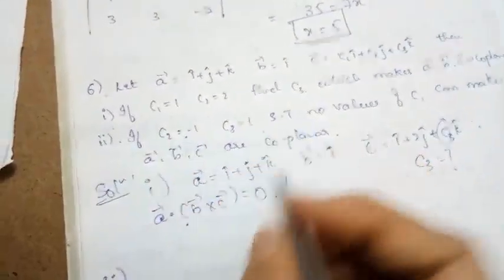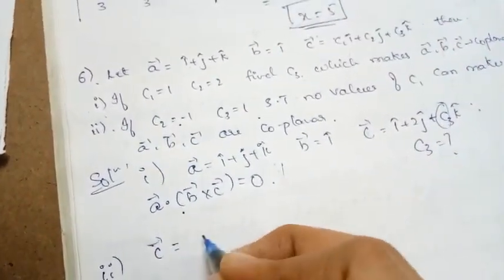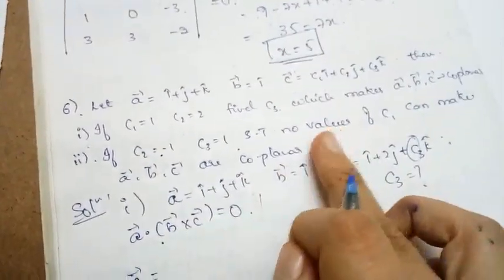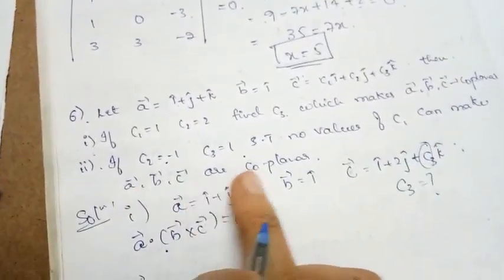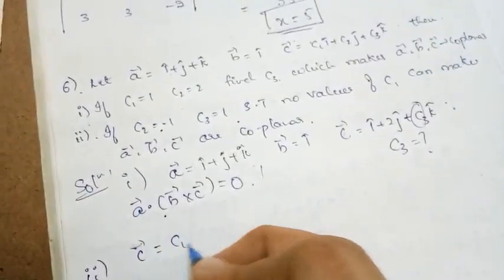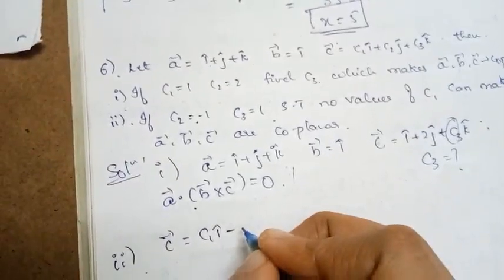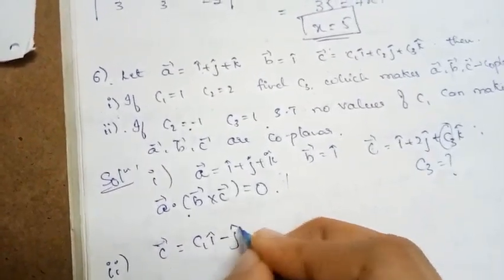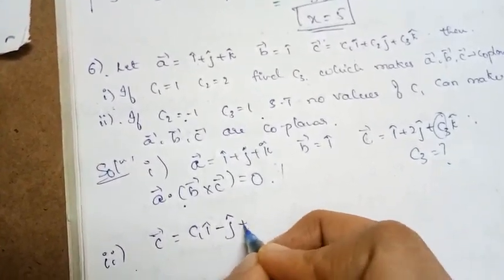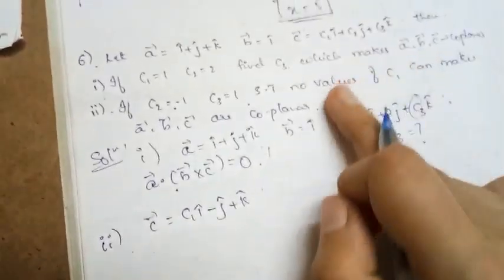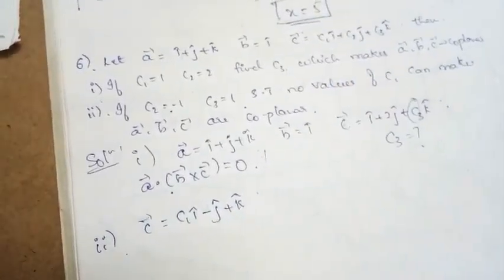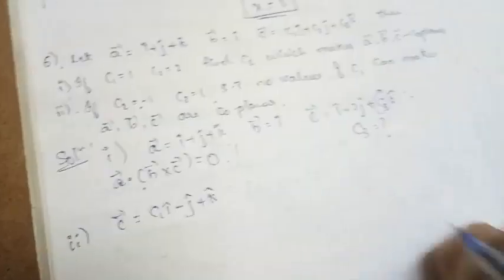Second one, they have given here the value of C2 and C3, so what happens to the vector C? We need to show that no value of C1 can make vector A, vector B, vector C coplanar. That is C1 i cap, C2 is nothing but minus 1, that is minus j cap, C3 is nothing but plus k cap. So this is vector C. So here what they are saying, no value of C1 can make vector A, vector B, vector C coplanar.